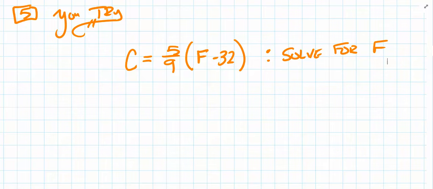Ready, set, go. Okay, so this one seemed like it gave you guys a little bit of trouble, so let's talk about it, right? The first thing that we decided to do was divide by 5/9. So we're going to divide by 5/9. So that's on the bottom.